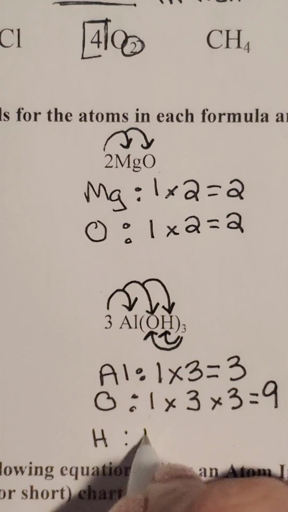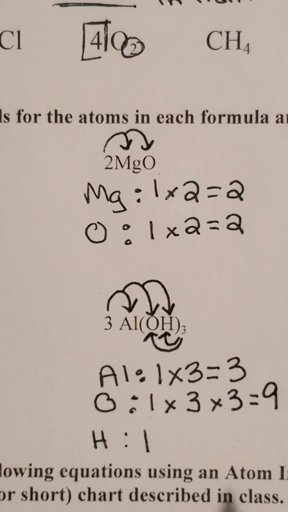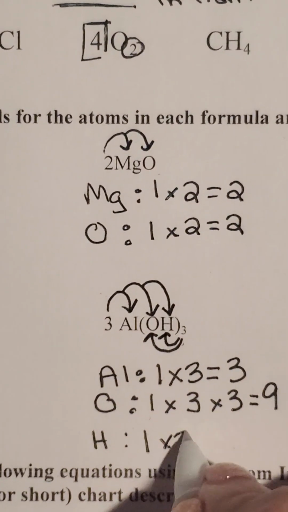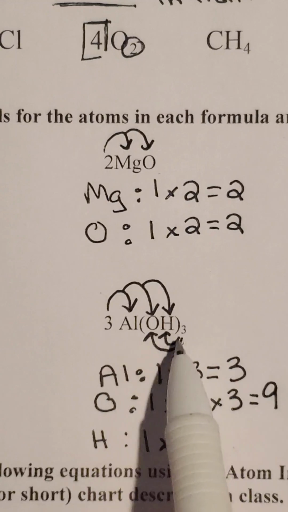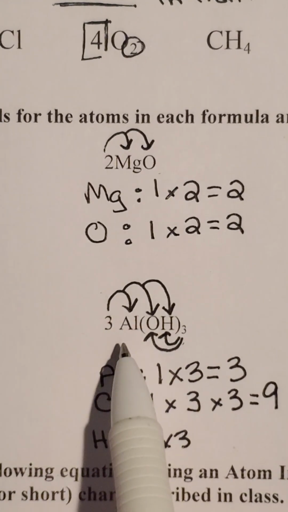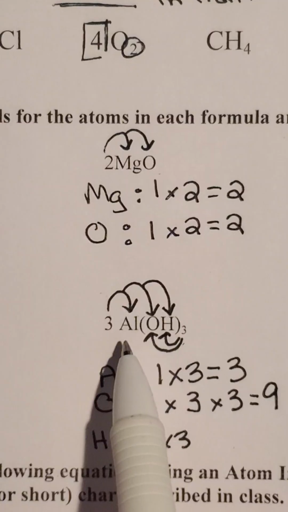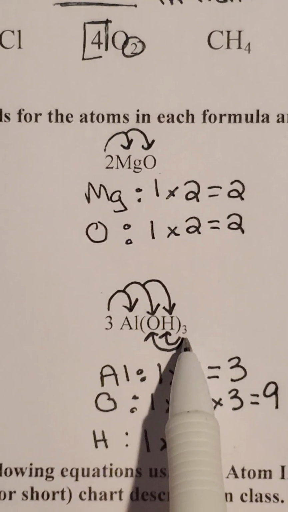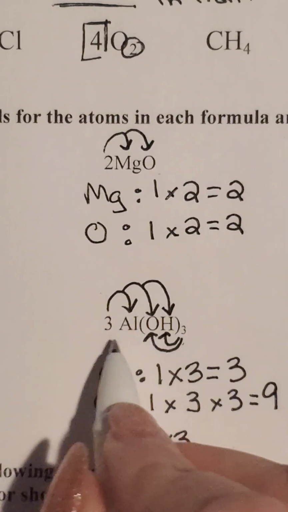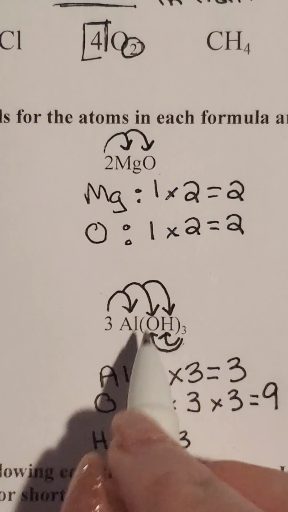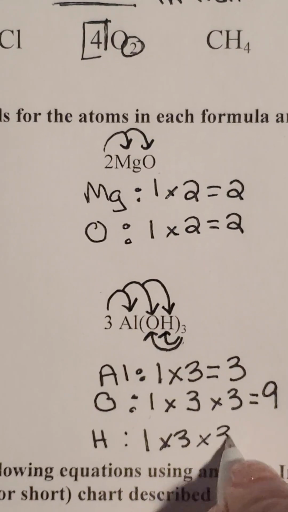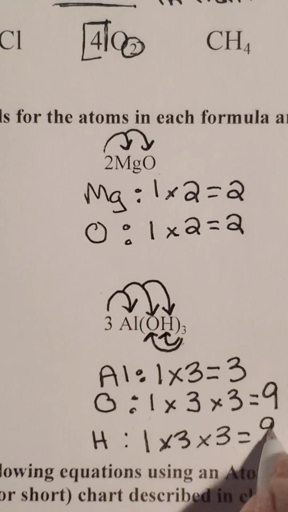Hydrogen originally had 1. The 3 afterwards means that I have 3, and the reason I am including that is it is inside the parentheses. Remember, aluminum was not inside the parentheses, so it did not get multiplied by this subscript. Everything in this chemical, aluminum hydroxide or Al(OH)3, gets multiplied by the coefficient, so it also still gets multiplied by the coefficient for a total of 9.